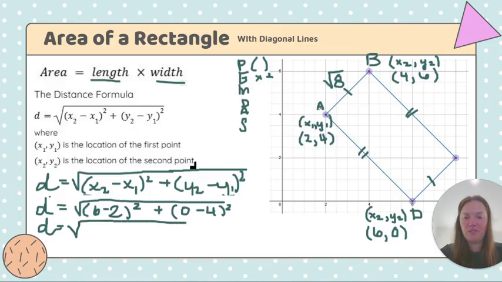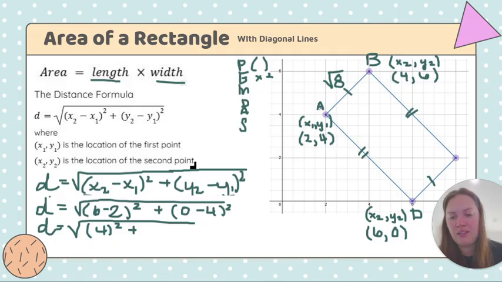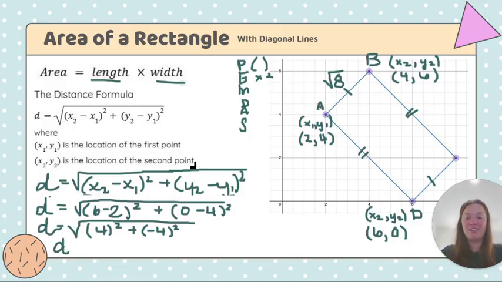PEMDAS tells me that the first thing I need to take care of is parentheses here. So I'm going to look on the inside of the parentheses and solve for that math problem. 6 minus 2 is 4, and then we have to square it. And then 0 minus 4 is negative 4, squared. And don't forget, you can plug this into a calculator if you're not sure. Always double check your work.